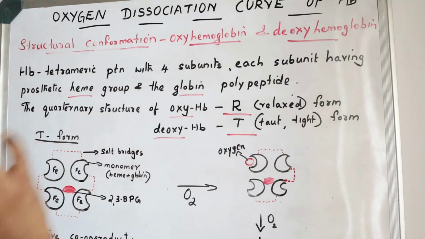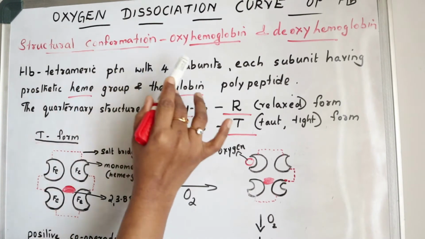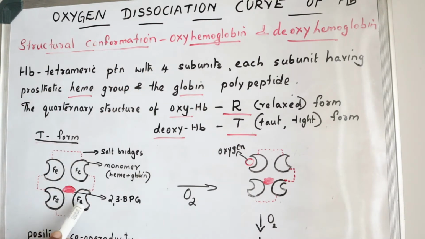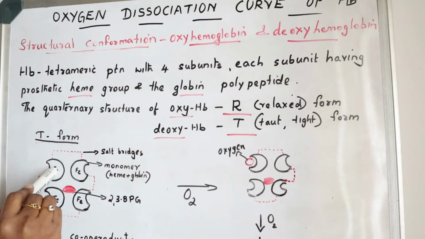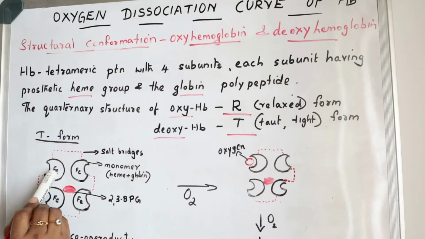So here we can first discuss the structural conformation of oxyhemoglobin and deoxyhemoglobin. Hemoglobin is a tetrameric protein having 4 subunits, and each subunit has a prosthetic group heme and also the protein part, that is globin. And each heme, we know, is a protoporphyrin, and the centrally placed iron is there.